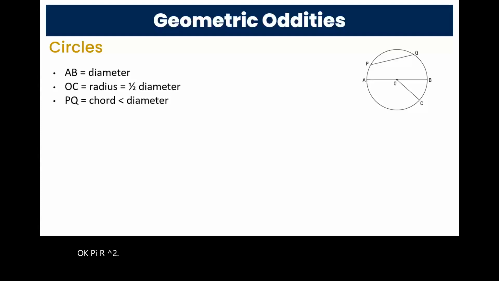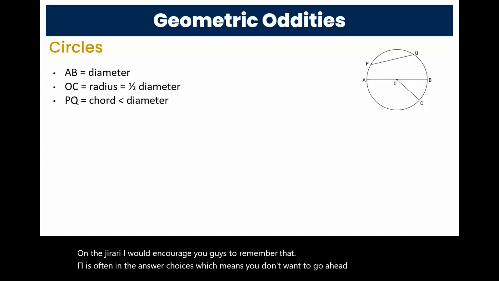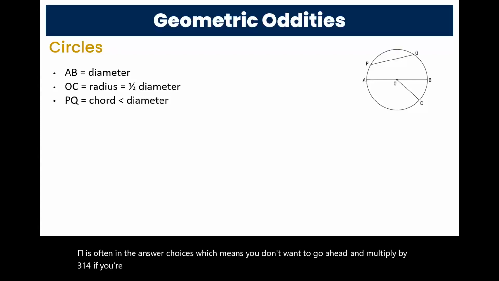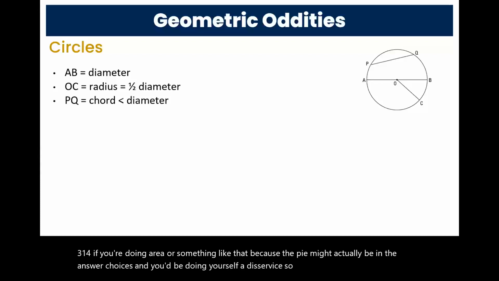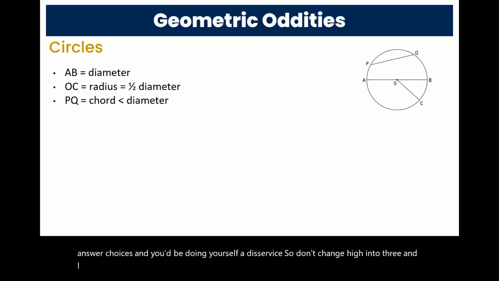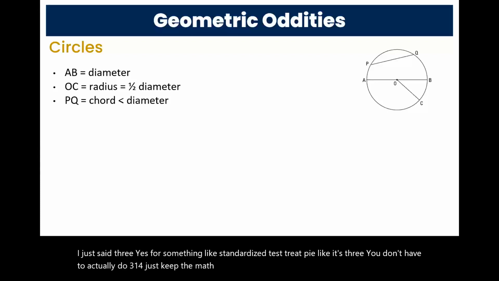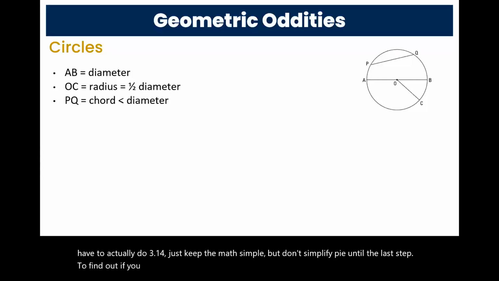On the GRE, I would encourage you guys to remember that pi is often in the answer choices, which means you don't want to go ahead and multiply by 3.14 if you're doing area or something like that, because the pi might actually be in the answer choices and you'd be doing yourself a disservice. So don't change pi into 3. For something like a standardized test, treat pi like it's 3. You don't have to actually do 3.14. Just keep the math simple. But don't simplify pi until the last step to find out if you actually need it or not.